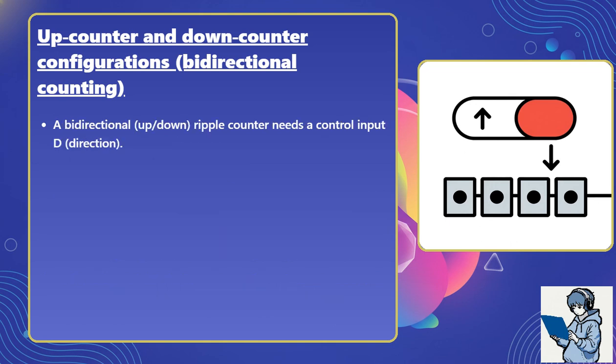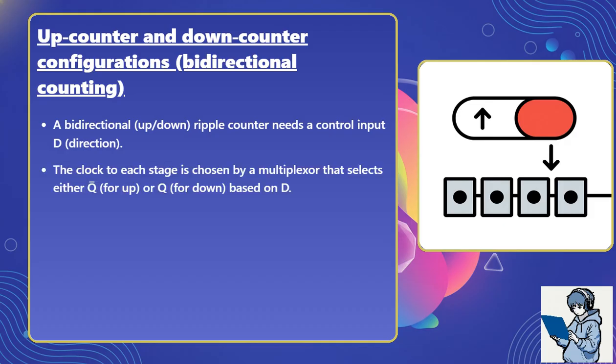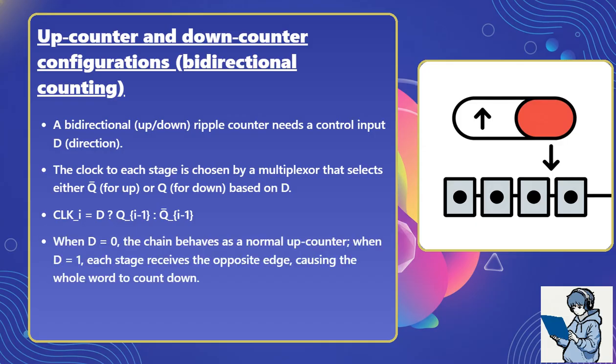A bidirectional up-down ripple counter needs a control input D, for direction. The clock to each stage is chosen by a multiplexer that selects either Q bar for up or Q for down based on D: CLK_i equals D ? Q_(i-1) : Q bar_(i-1). When D equals 0, the chain behaves as a normal up counter. When D equals 1, each stage receives the opposite edge, causing the whole word to count down.